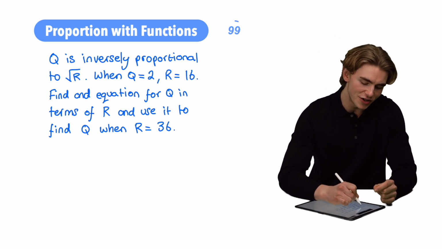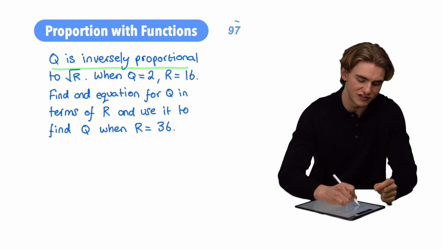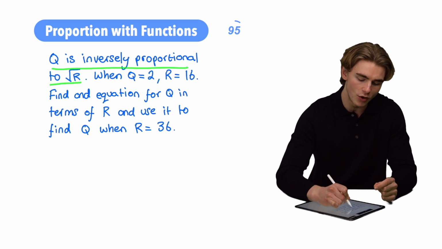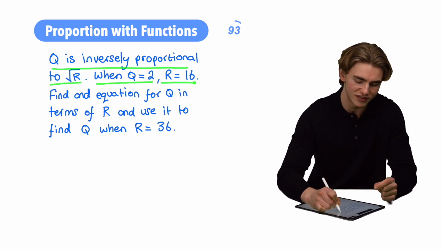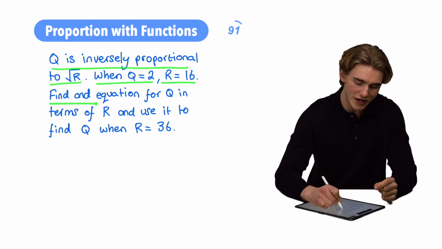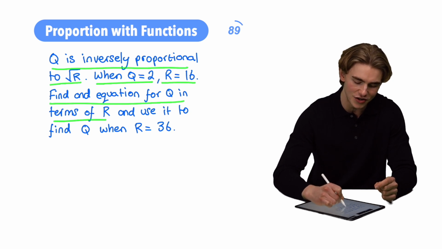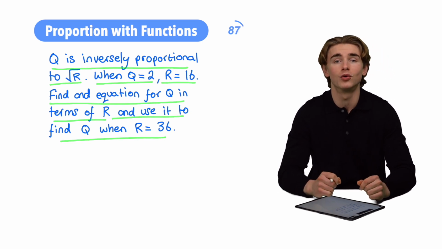This question says that q is inversely proportional to the square root of r. We're then told that when q is equal to 2, r equals 16. We're then asked to find an equation for q in terms of r and use it to find q when r is equal to 36.